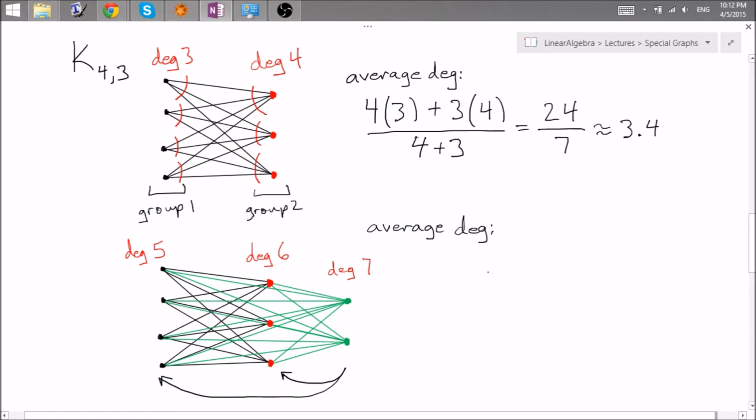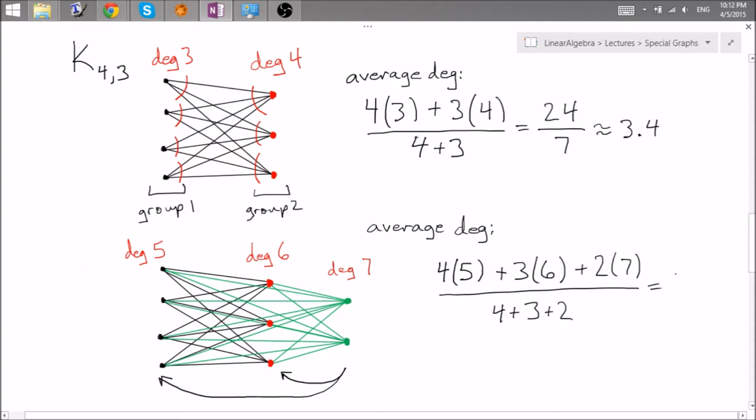So now we compute the average degree by looking at the total number of group 1 vertices, as if we use the same labels as before. So this would be 4 black vertices each with degree 5, and 3 red vertices each with degree 6, and 2 green vertices each with degree 7. And we divide by 4 plus 3 plus 2.